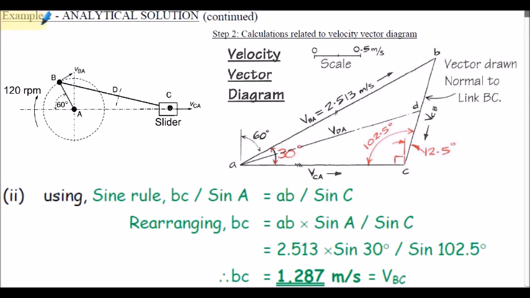Example 1 continued. We're going to use the sine rule to try and find length BC, this length here. So BC divided by the sine of angle A is here. That's equal to length AB, shown here, divided by the sine of angle C, which is the 102.5 degrees shown here. Arranging for BC, in other words multiplying both sides by the sine of A, and inserting the various values, we can determine the length of vector BC, and it's 1.287 meters per second, that's VBC.